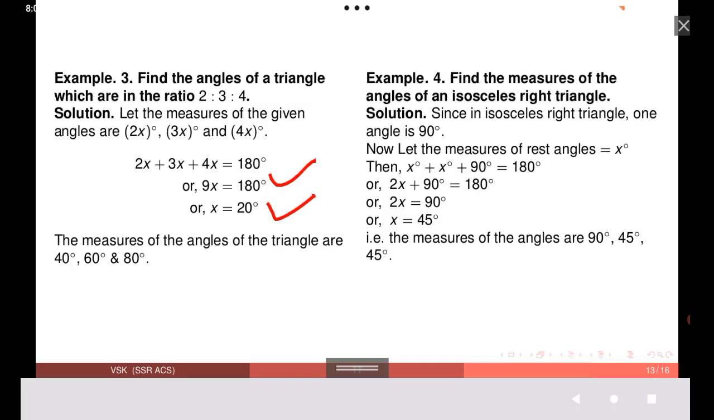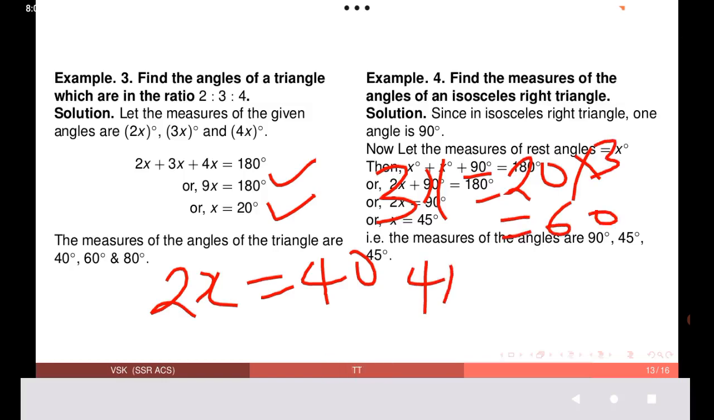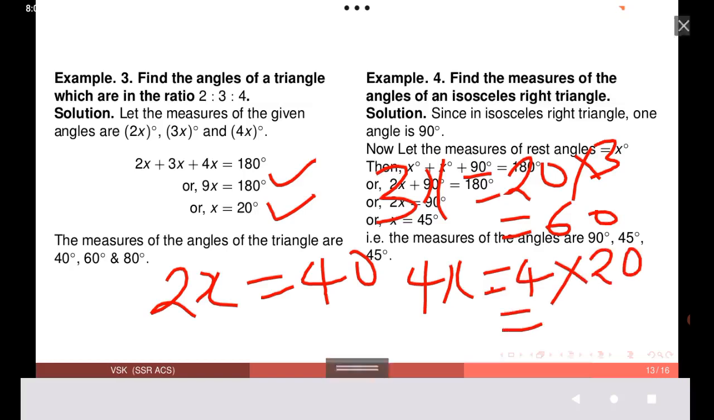From this, 2x means it will be 40, 3x means 20 into 3, that is 60, and 4x will be 4 into 20, that is 80. So all these three angles you can find very easily. So this is the answer.